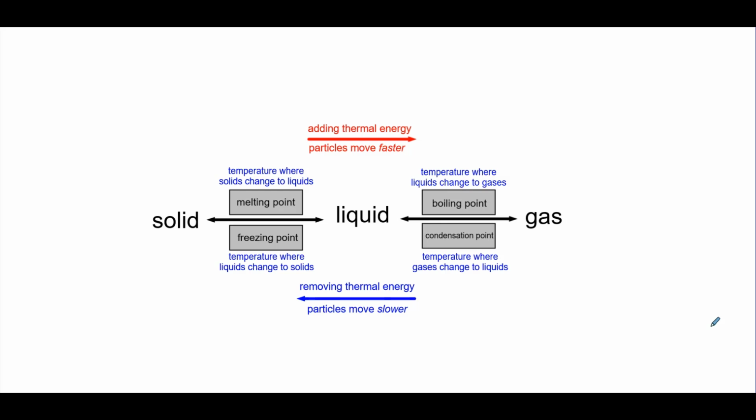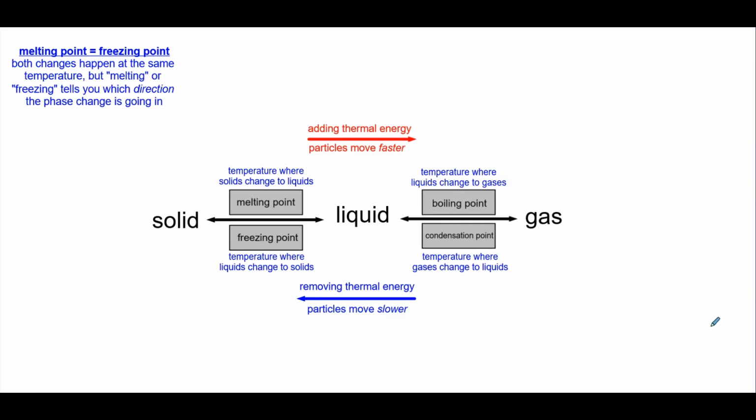Now, the exact temperature where a solid melts or a liquid solidifies is called the melting point and the freezing point. It's really important to realize that the melting point of a substance is exactly the same as its freezing point. Like ice melts at 0 degrees Celsius, but liquid water freezes at the same exact temperature. The temperature where liquids change rapidly to a gas is called the boiling point, and the reverse of that is called the condensation point. Again, those two temperatures are the exact same. The names simply tell you which direction the phase change is going.